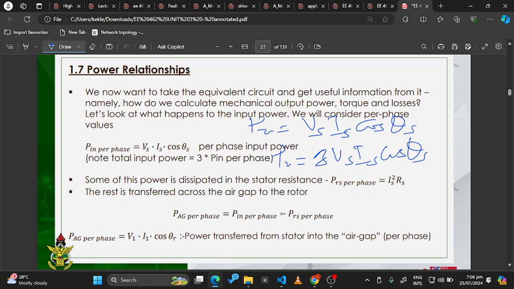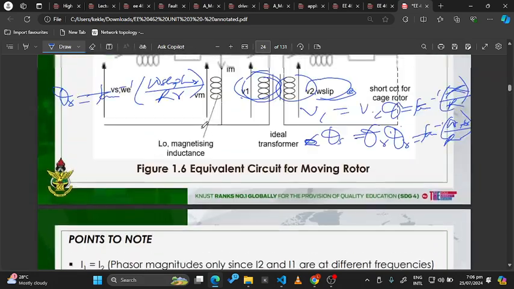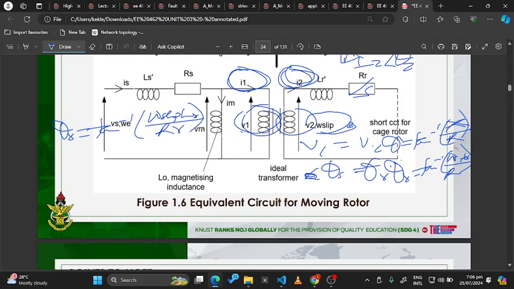But we are using the phase balance. Then when this power goes in, part of it is lost in the stator, which is P_S, which is I_S squared times the stator resistance. Then part of this power goes to the rotor. We've already established that the P_AG is equal to the power input minus the power that is lost in the stator. Then the power that goes into the air gap. Let's come back here. This is the power that goes to the air gap.